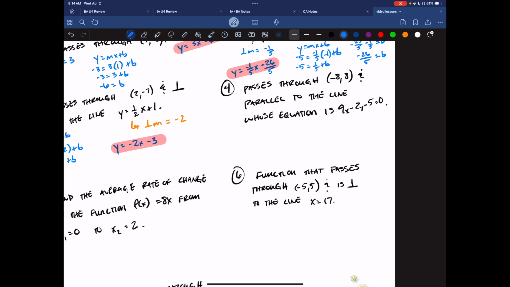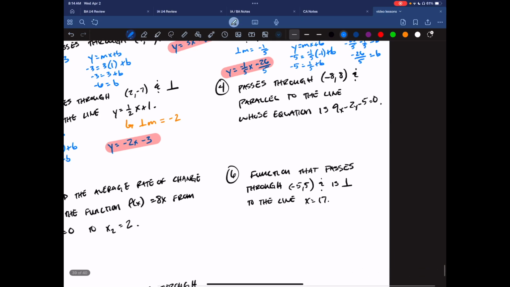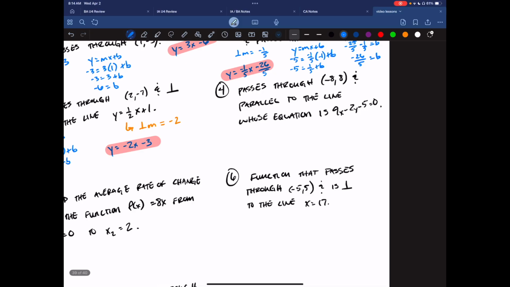Well, that is slope intercept form. So we need to get this in y equals form first. So this is going to be, let's see, negative 2y equals negative 9x plus 5. Then we'll divide by negative 2. This will be positive 9 over 2 x minus 5 over 2.